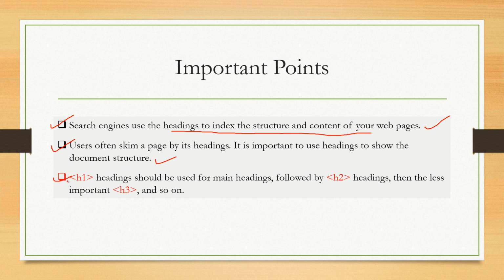The third point says an h1 heading should be used for the main heading, followed by h2 headings, and then the less important h3. So a proper structure of the document is very important. Whenever you have something much more important, you put it in the h1 element, and whenever you are using something less important, you can use h2, h3 accordingly.